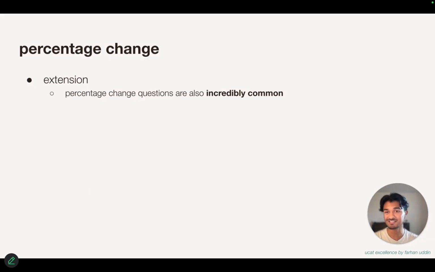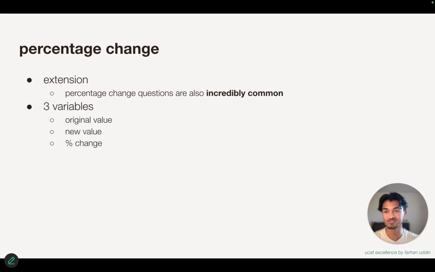So it's a question type that is actually very incredibly common, but it's an extension of percentages. The reason I say this is because you need to be comfortable with your concept of percentages and what it actually means at a mathematical level so that you can actually do these percentage change questions and not doubt yourself.